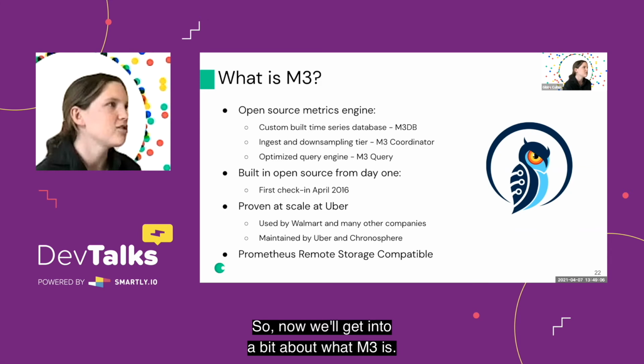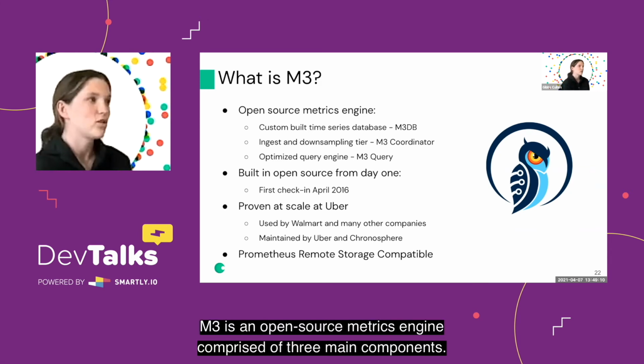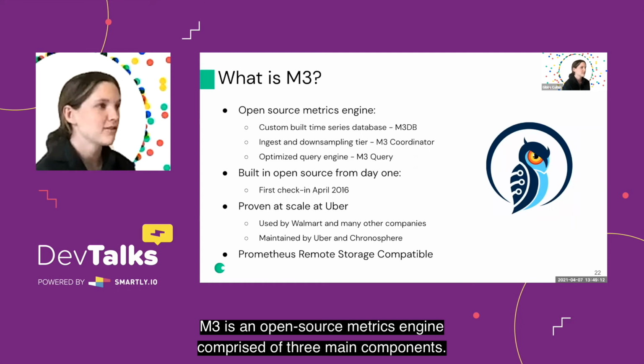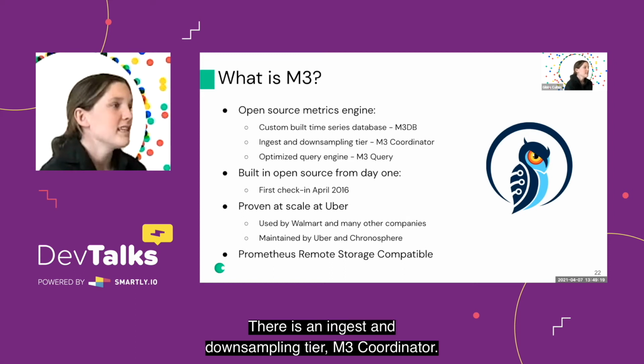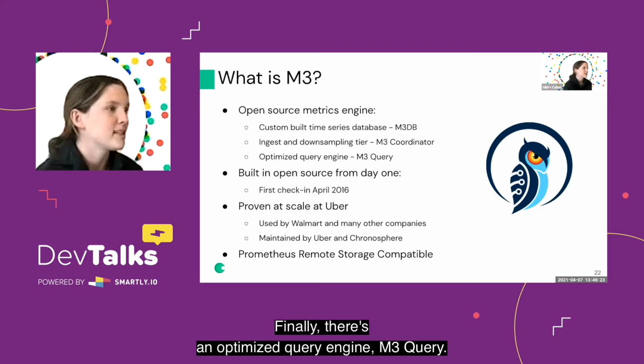Okay, so now we'll get into a little bit about what is M3. M3 is essentially an open source metrics engine. It is comprised of three main components. The first one being a custom built time series database called M3DB. Then there's an ingest and downsampling tier called the M3 Coordinator. And then finally, the optimized query engine, which we call M3 Query.